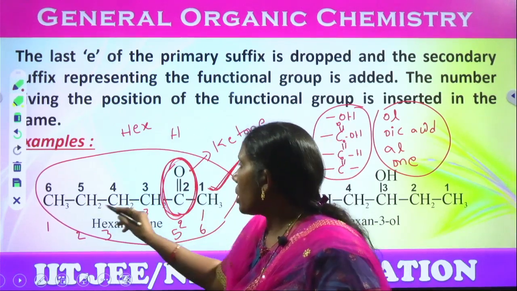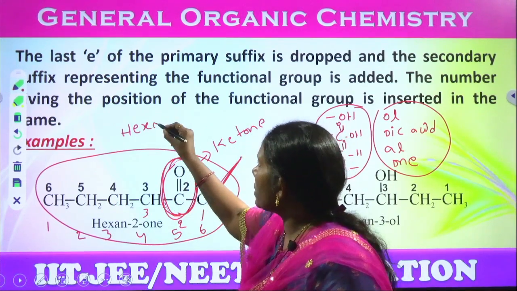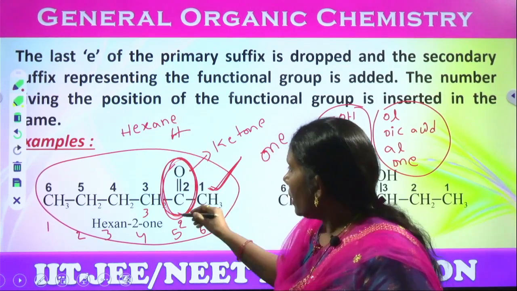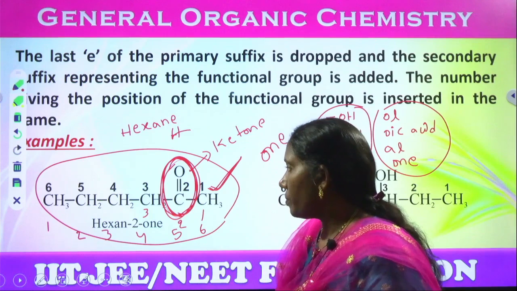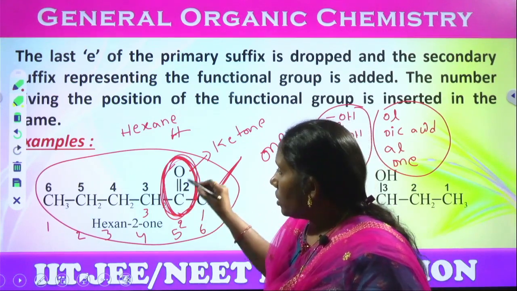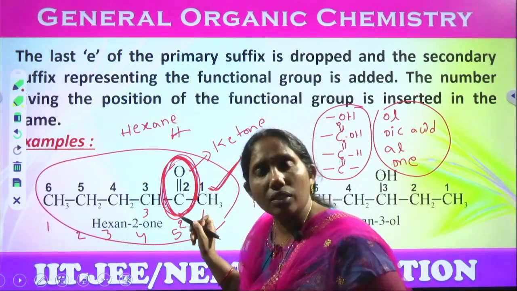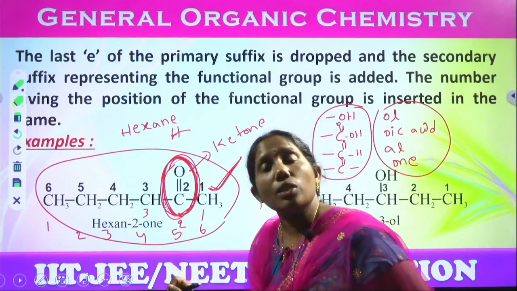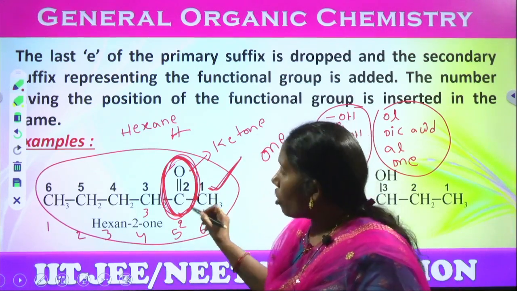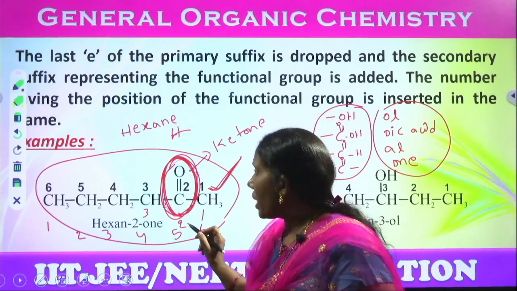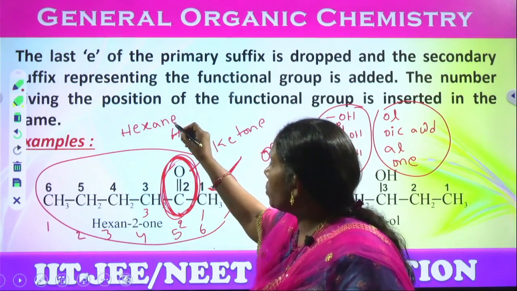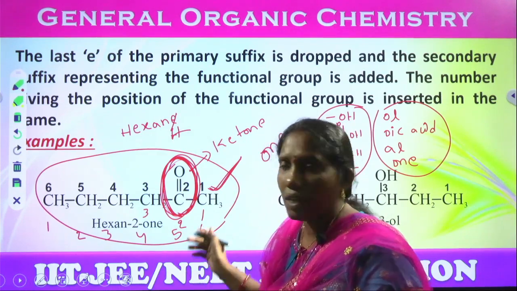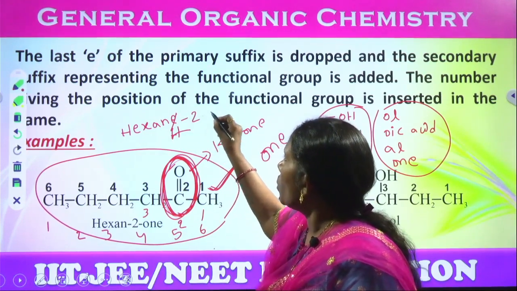all single bonds are present between the carbons. So hexane, but in the ketone we have one, meaning in the second carbon we have a keto group, which we represent with the suffix one. On which carbon do we have the group? Second carbon. So we have to drop the last e of hexane, and we have to take 2-one.